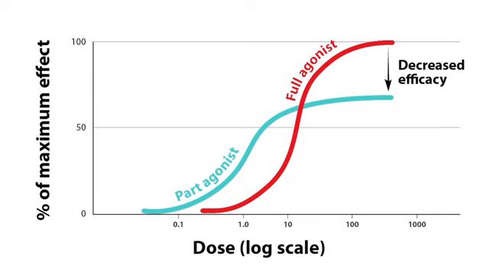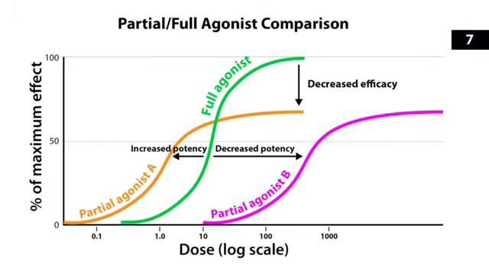To demonstrate that, look at this graph. The green curve is the full agonist, and the orange and pink curves are two different partial agonists. With either of these partial agonists, the maximum effect is lower, so efficacy is lower. But with partial agonist A, the curve is shifted to the left, which means increased potency. At a dose of 1 milligram, the partial agonist gives you the response of 25 or 30% of the maximum, while the full agonist response is only about 5% of the maximum.